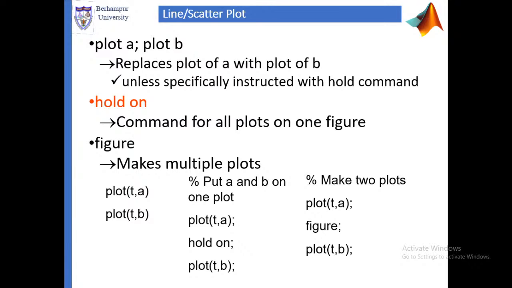For that you can write plot TA, then hold on, then plot TB. So plot TA will be first, then plot TB will be there. Both will be coexisting simultaneously. If you want two plots, you can write plot TA, so that will give you one figure window. Then you write figure, so one other figure window will be created, and in the second figure window plot TB will create the second plot.